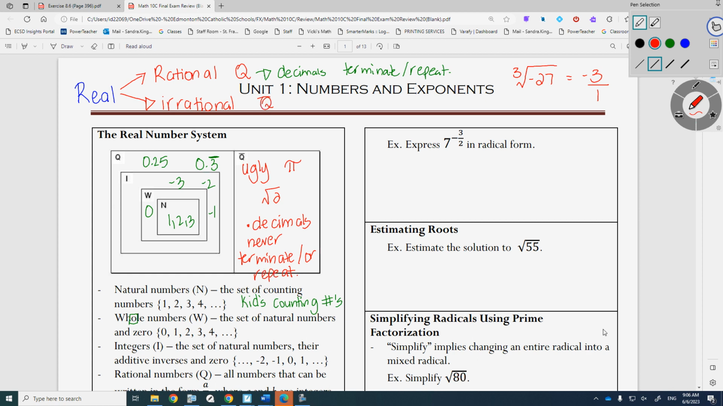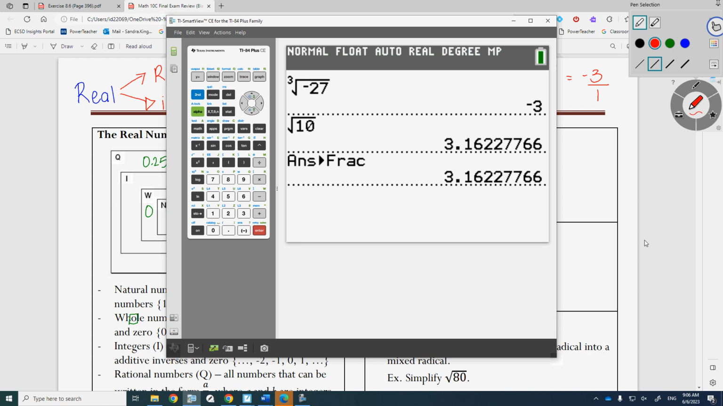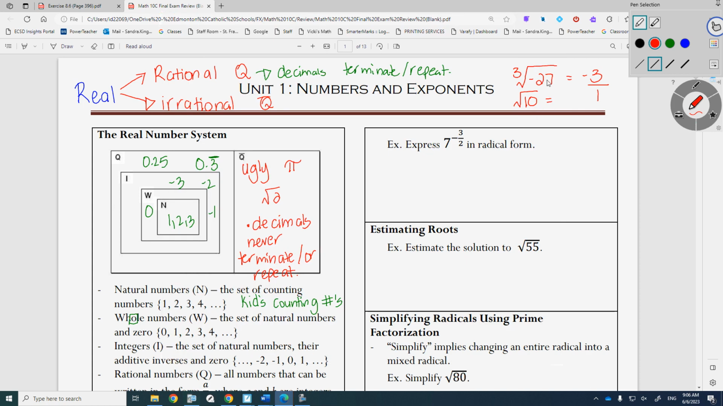If I gave you the square root of 10, and I said, is that rational or irrational? You would go to your calculator and type in the square root of 10, and it looks like there's no repeats and it doesn't terminate. You could double check by going math one fraction. That is an irrational number. Okay, so the third root of negative 27, that guy would be Q. That would be rational. This guy would be Q bar. It is irrational. Okay, so you have to be able to classify numbers.